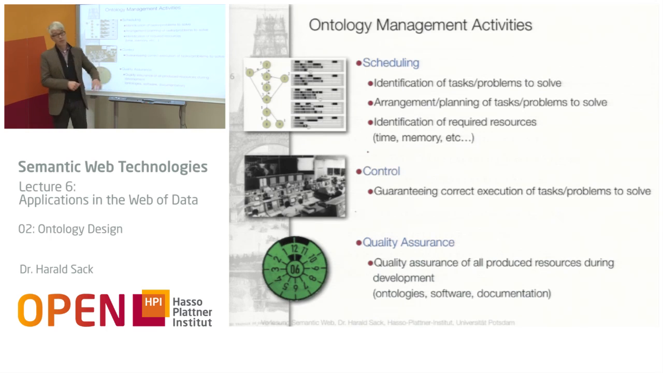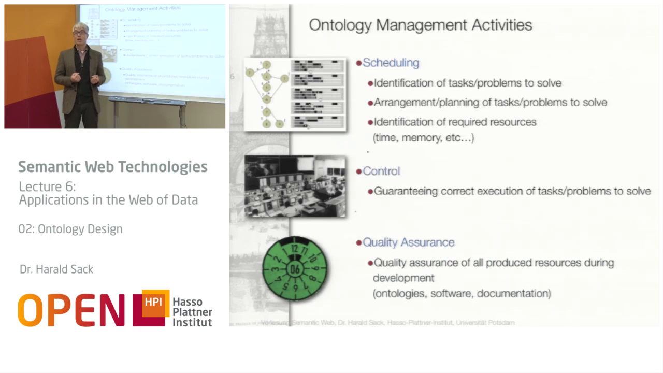So every step in the ontology development process has to be controlled, because we want to guarantee the correct execution of all the tasks and problems we have identified and that have to be solved. And moreover, we do not only have to control this and to guarantee the correct execution, we always have to make sure that the quality is sufficient. So quality assurance, the third part of ontology management activities, is really important.